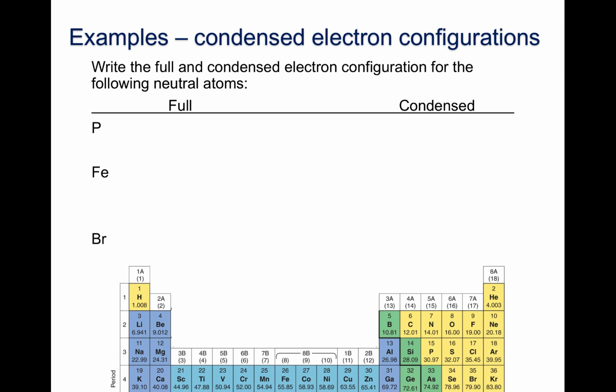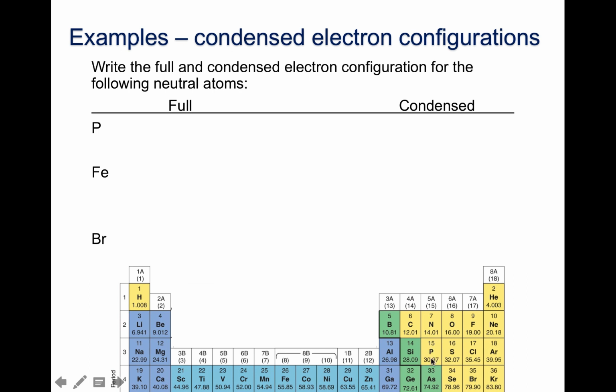So you can do that with any of the elements. You put the noble gas from the previous period in brackets, and then anything that's different from the atom you're looking at, you write that after the noble gas. So let's look at phosphorus. We've already done the electron configuration for phosphorus in a previous example.